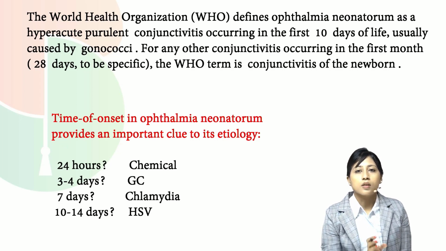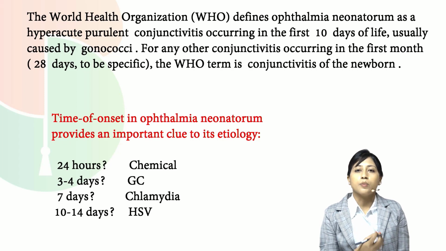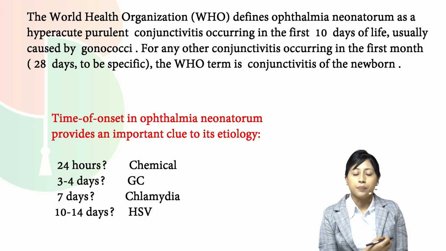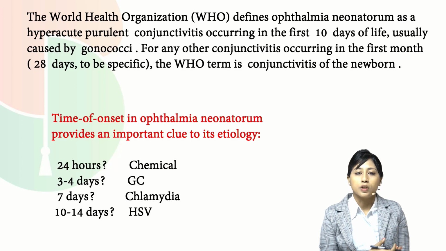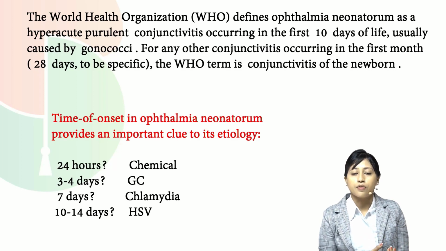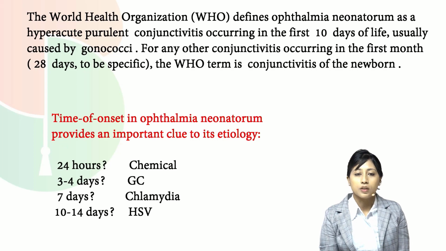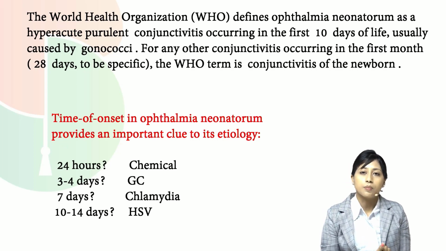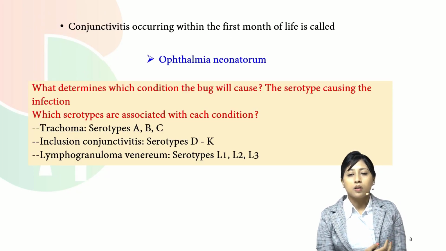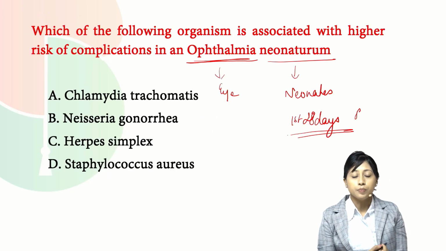The time of onset in ophthalmia neonatorum provides an important clue to its etiology. If it occurs within 24 hours, then the usual cause is chemical. If it occurs during 3 to 4 days, then it is due to gonococcal infection. If it occurs within 1 week, then it can be caused by Chlamydia trachomatis. And if it occurs later, that is during 2 weeks, then it is caused by herpes simplex virus.